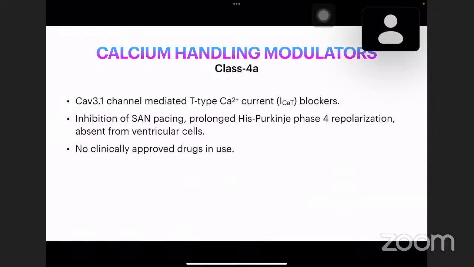Class 4A, another subclass, are T-type calcium channel blockers. They also decrease the SA node pacing and prolong the His-Purkinje phase of repolarization, but these are not acting on ventricular cells.